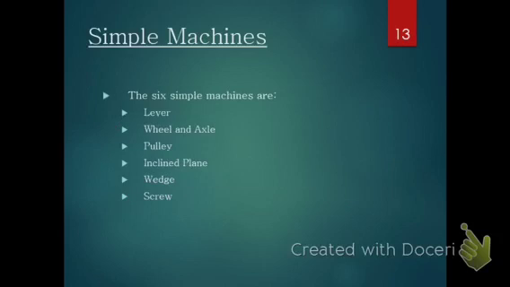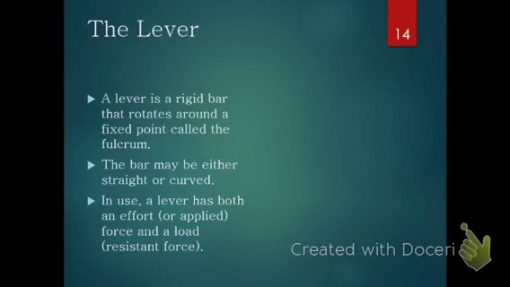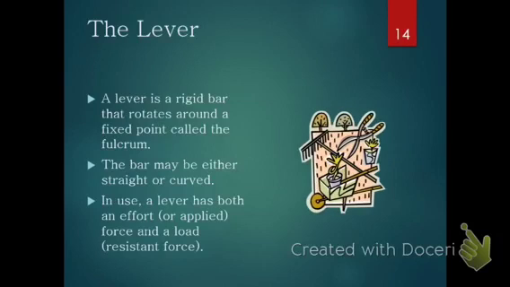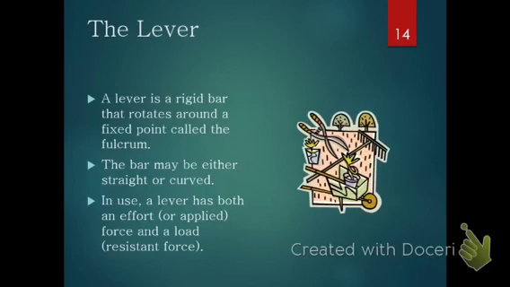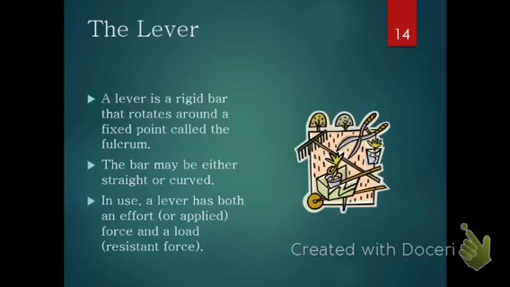The 6 simple machines that we're going to talk about are the lever, wheel and axle, pulley, inclined plane, wedge, screw, and the other one that we'll talk about a little bit, but we're not going to include in our notes, is a gear. So a lever is a rigid bar that rotates around a fixed point called a fulcrum. The bar may be either straight or curved. In use, a lever has both an effort or applied force and a load.